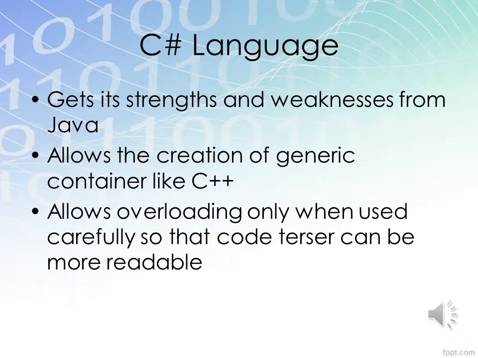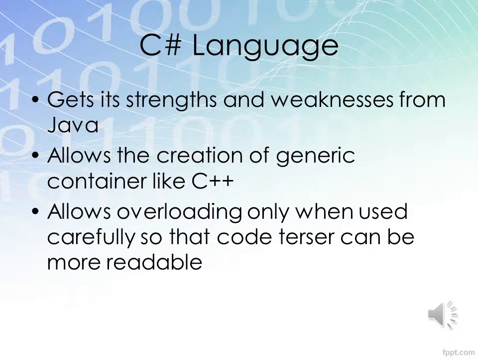C# strengths and weaknesses come from Java. C# allows the creation of generic containers like C++. For example, the stack class uses push and pop to search through data, then store.